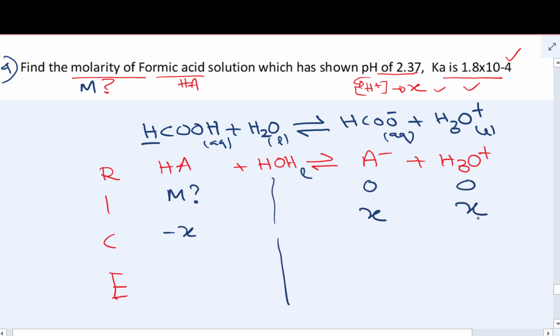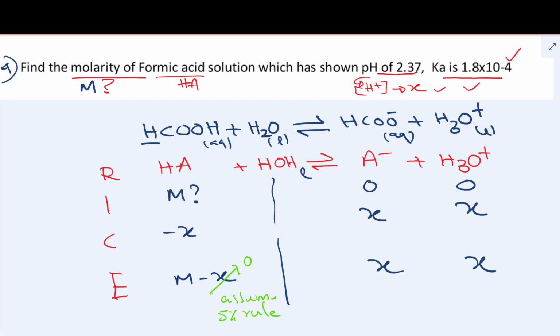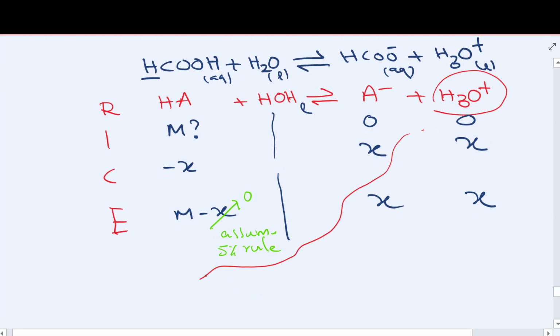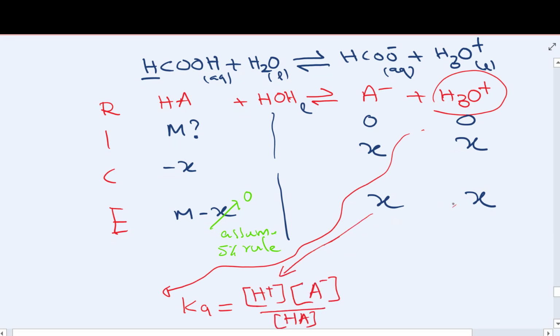Water, liquid, doesn't care. 0, 0, minus x, x, x, M minus x. Assume this x is 0. The 5% rule I don't discuss now. If you need, send me a question. Now, because you have H plus, you're going to write a Ka, products over reactants, H plus, A minus, divided by HA: x squared over M.